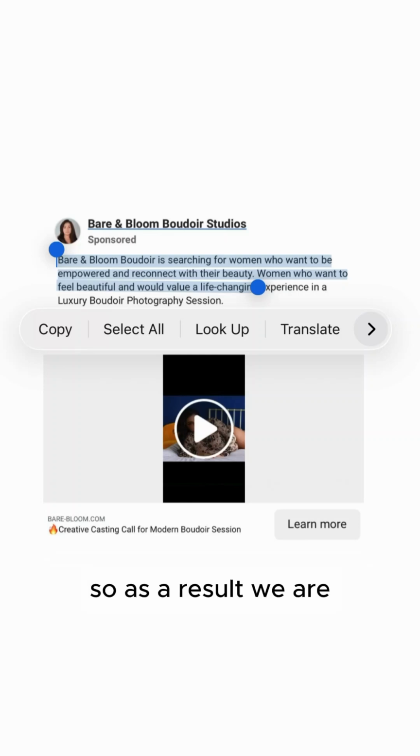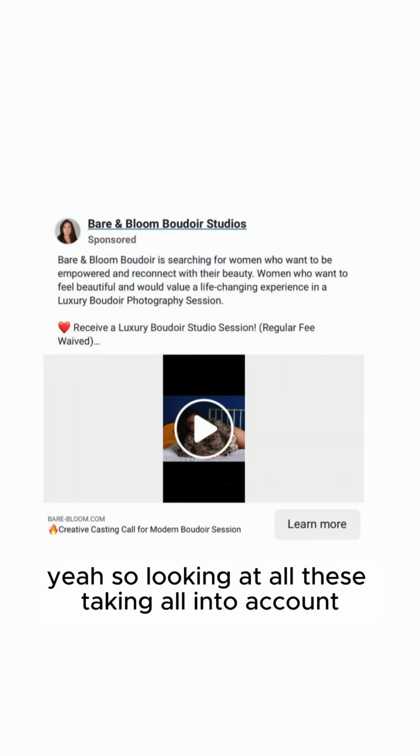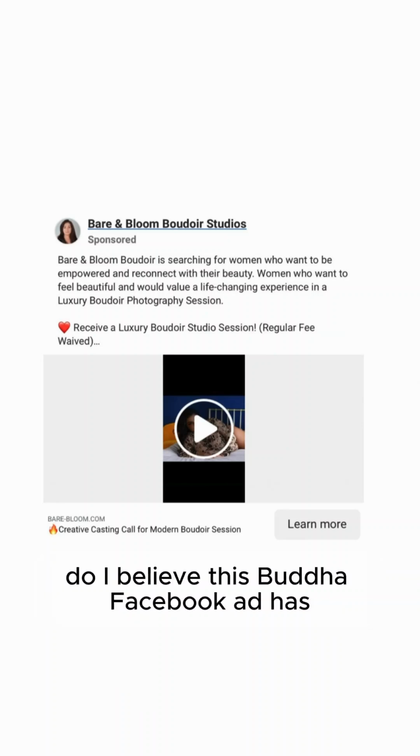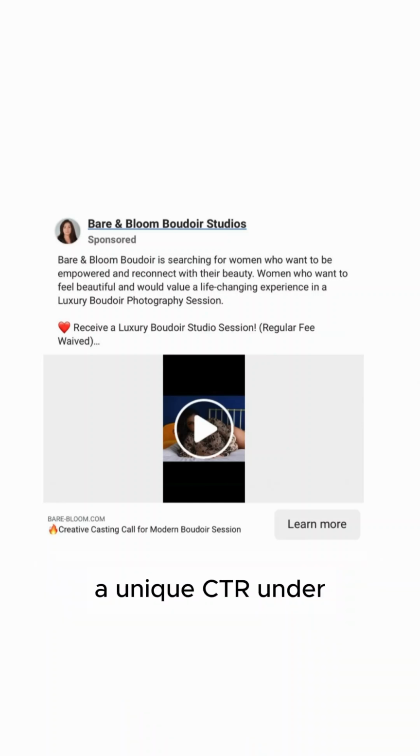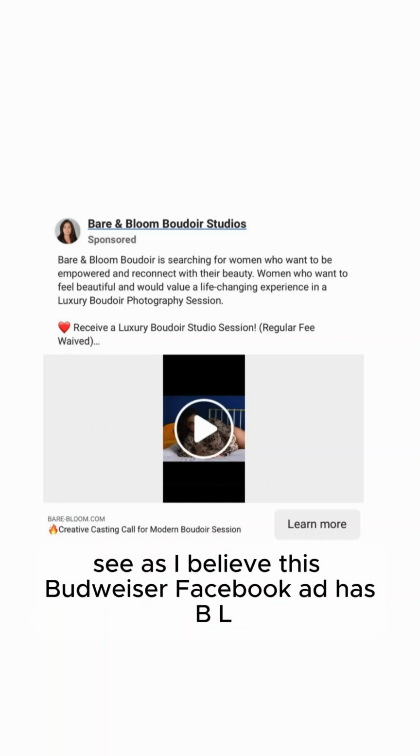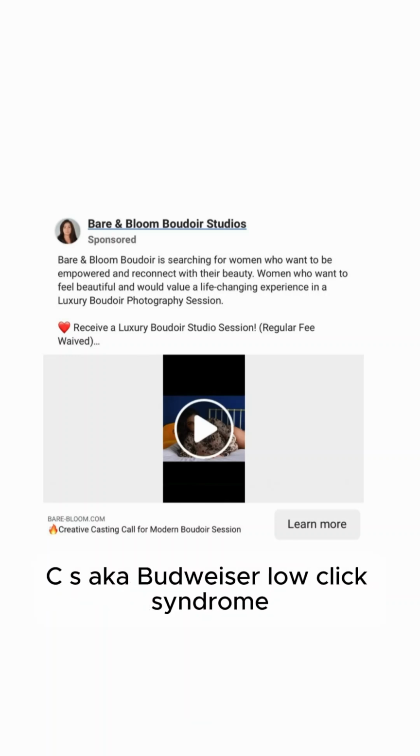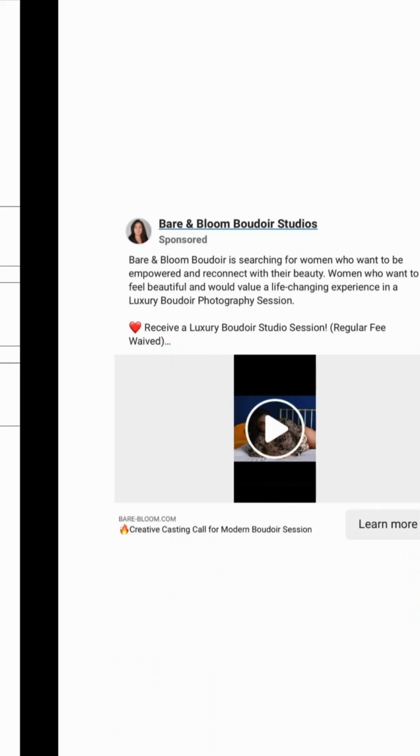So looking at all these, taking all into account, do I believe this Boudoir Facebook ad has a unique CTR under 6%? Yes, I do. So yes, I believe this Boudoir Facebook ad has BLCS, aka Boudoir low click syndrome.